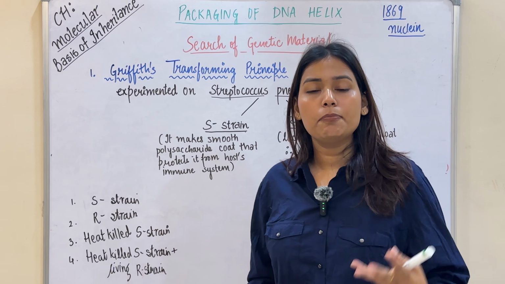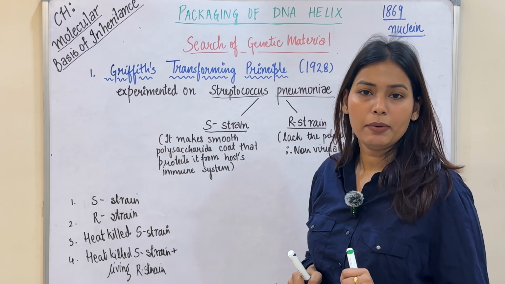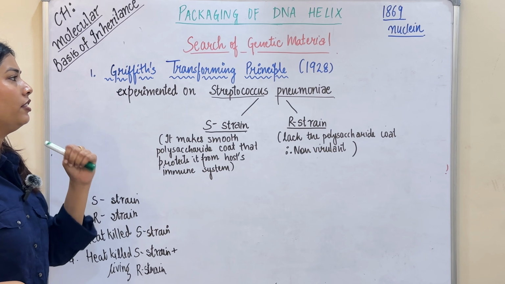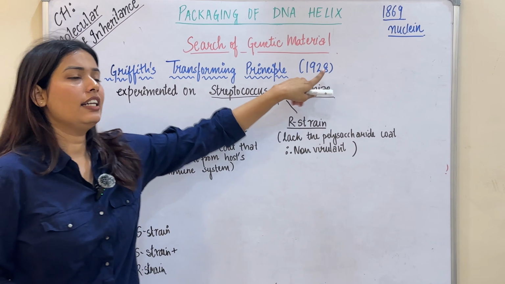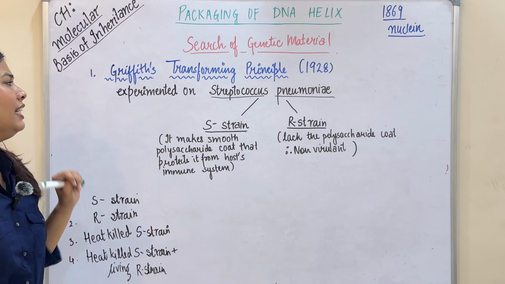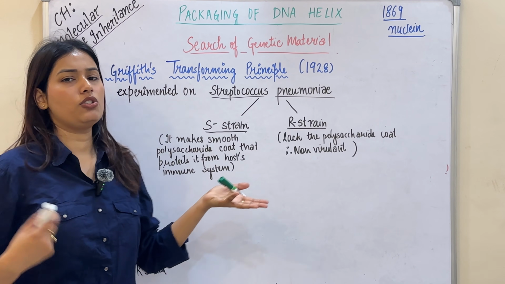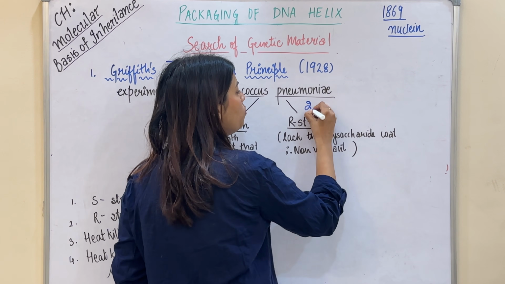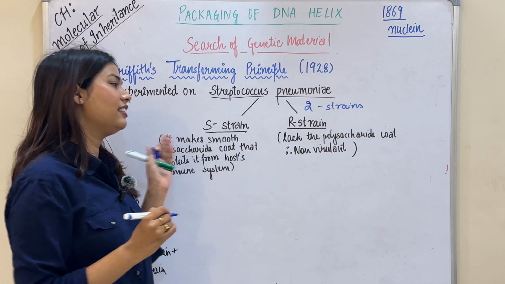So different experiments were performed to search for the genetic material. The first experiment was performed by Griffith, and we named it Griffith's transforming principle. It was done in 1922. He experimented on a bacterium, Streptococcus pneumoniae, which causes pneumonia, and this bacterium has two different types of strains. One is the S strain.